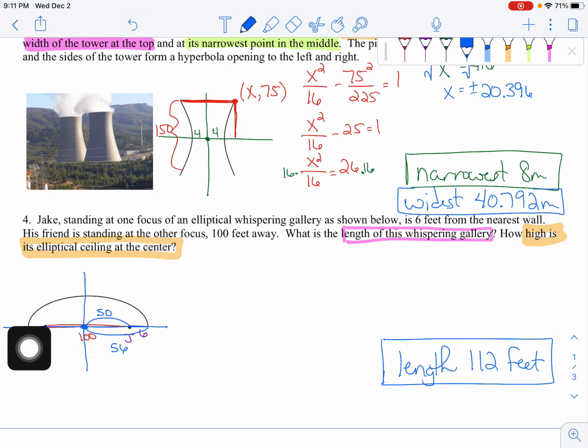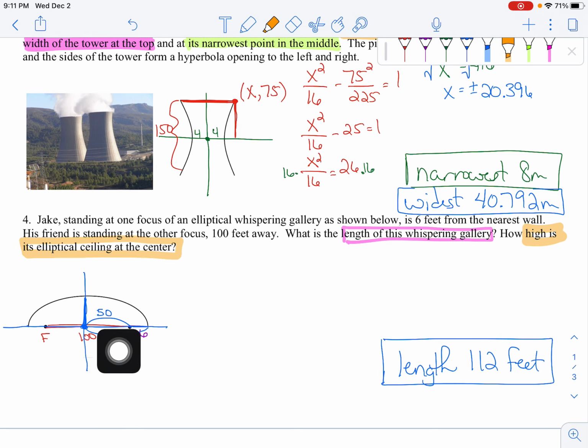Now, when it says how high is its elliptical ceiling at the center, what I need you to kind of picture is if this was the edge of the floor and the wall, that if we were to completely rotate it, it would be the same width here. Let me grab a highlighter so you can see what I'm highlighting. It would be the same width here as here on the floor, and you could almost even think of this as like this is the ceiling right here and you're looking at a cross section of the building. Okay, so depending on how you look at it, but that's basically the idea with all of those elliptical whispering galleries. They have to be in the shape of an ellipse.